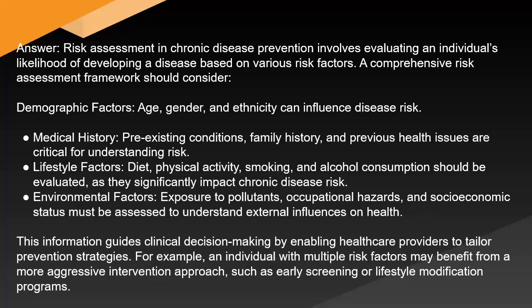Age, gender, and ethnicity can influence disease risk. Medical history: pre-existing conditions, family history, and previous health issues are critical for understanding risk. Lifestyle factors: diet, physical activity, smoking, and alcohol consumption should be evaluated as they significantly impact chronic disease risk. Environmental factors: exposure to pollutants, occupational hazards, and socioeconomic status must be assessed to understand external influences on health.